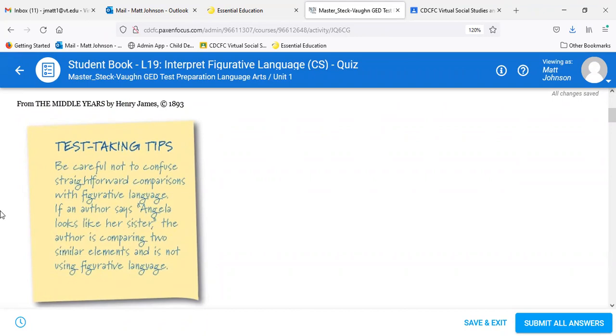the author is comparing two similar elements, and it's not using figurative language. That's straightforward. Angela looks like her sister. Straightforward. That's not figurative. If we said Angela looks like a hamster, that would be a type of figurative language. That would be a simile, because that's not a straightforward comparison. That's comparing two different things.